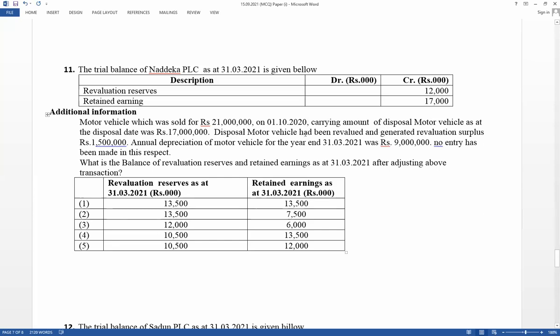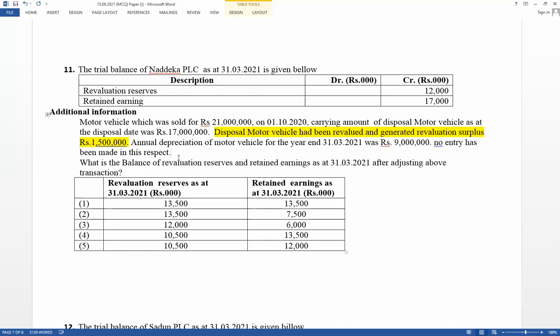And disposal motor vehicle had been revalued and generated revaluation surplus 1.5 million. ඔන්නෝක තමයි මට කියලා දෙන්න ඕන. disposal කරපු asset එක මීට කලින් revalue කරලා තිබුණොත් මොකද අපි කරන්න ඕනේ? ඒ කියන්නේ මීට කලින් revalue කරලා profit එකක් තිබිච්ච asset එකක් disposal කරලා. But it has given clearly standards. Think how to adjust it.